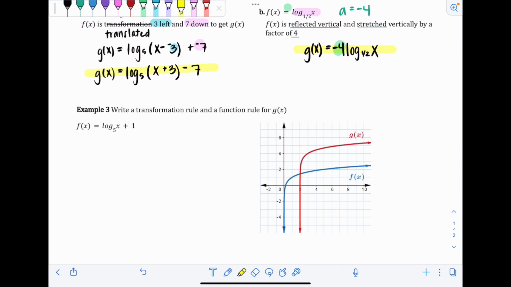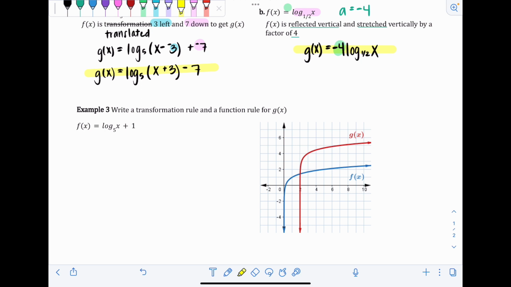Moving down to example 3, it says write a transformation rule and a function rule for g of x. F of x is log base 5 of x plus 1, and we need to figure out what the transformation is based on the movement in the graph. So f of x is the blue line, g of x is the red line. We need to figure out how we get from f of x to g of x. The orientation or the shape of the graph is not changing at all, so that's indicative that it is just a translation.